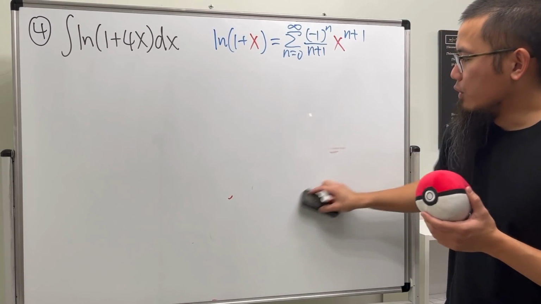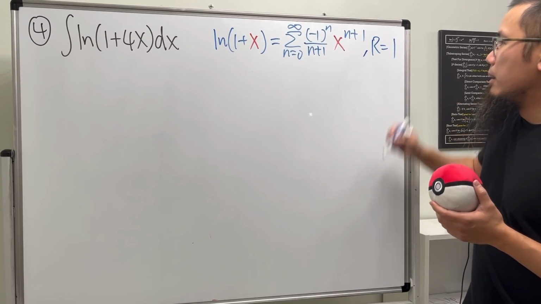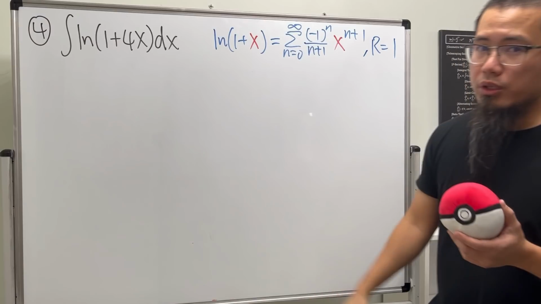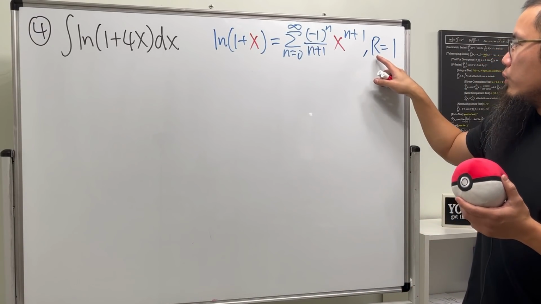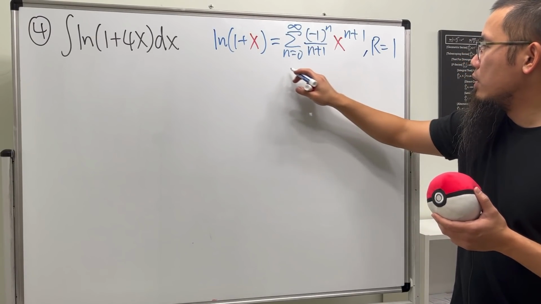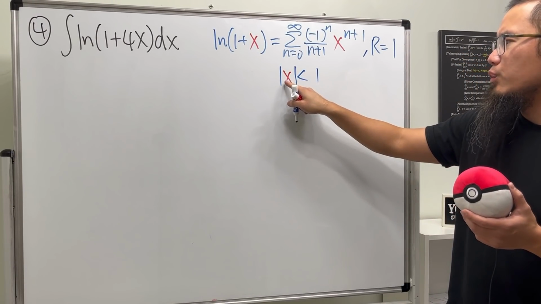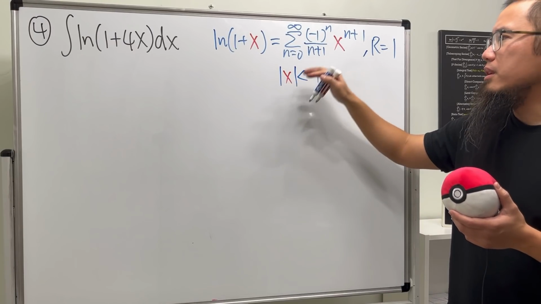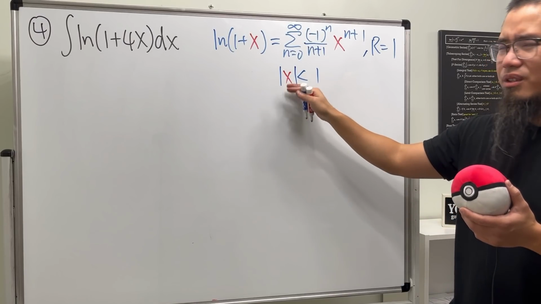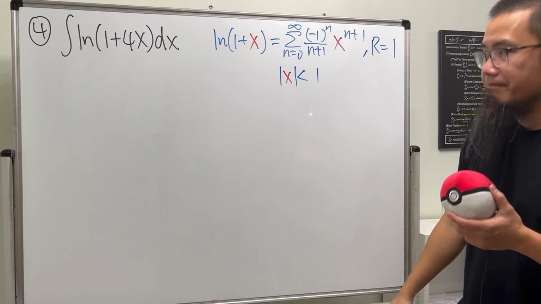Now, the radius of convergence for this right here is 1. No problem on that. But be really careful, because right here you see that we have the 4x. So let me show you guys this right here. The radius of convergence is equal to 1. This means the absolute value of x is less than 1. And you see that we have x minus 0 technically, because the center of the power series is equal to 0. So it's technically x minus a is 0. So that's what we have. So keep this in mind.